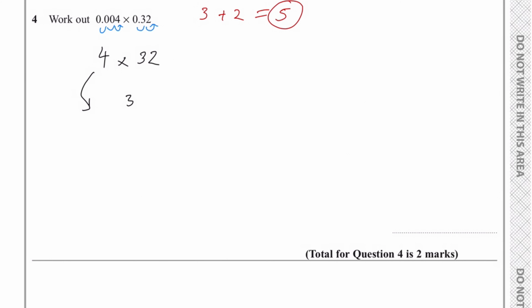To do this, I'd use column method, where we write our numbers in a column. First we do 4 times 2 and we get 8. Now moving diagonally, we have 4 times 3, which is 12. So we write that here and we get 128.